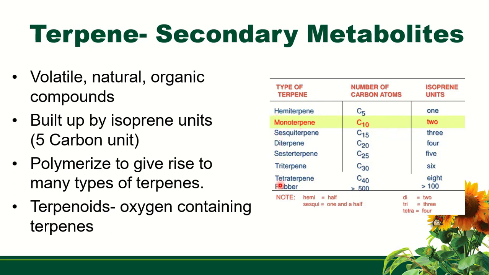And this is important to understand because the more carbon units you have, the heavier the molecule and the difference of extraction. So there are many types of terpenes, and as this table shows, it's really determined by those amounts of carbon units as well as other elements connected. Terpenoids, which you may hear a lot, are the oxygen-containing terpenes.